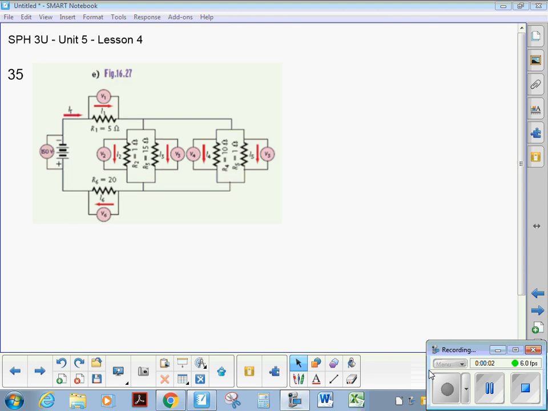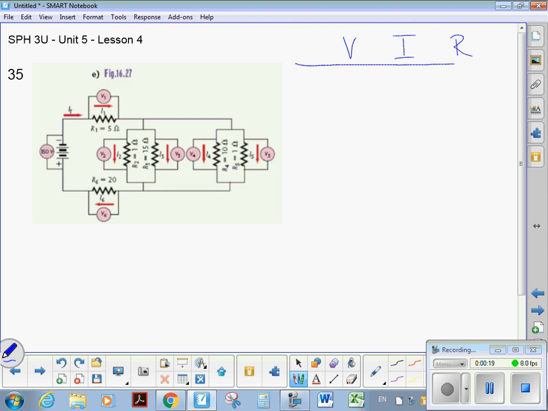Hello, I've had a question in 3 Physics, Unit 5, Lesson 4. We're looking at 35E, one of the circuit analysis questions. With all circuit analysis questions, I like to set up my chart: V, I, and R. I have 1, 2, 3, 4, 5, 6 circuits here to take a look at, or parts of the circuit, and my very final row is my totals.